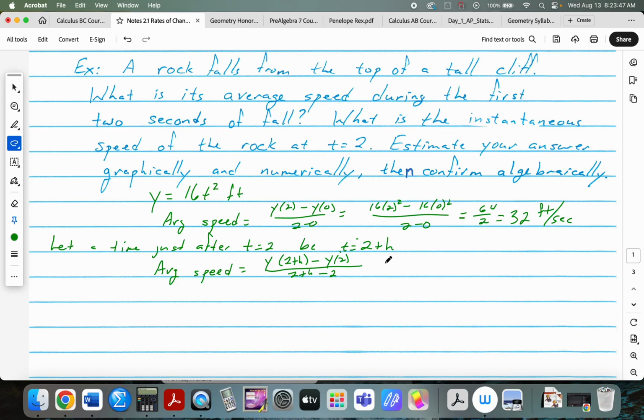So in terms of an equation, then this is going to be 16 times 2 plus h quantity squared minus 16 times 2 squared all over h. And what we're going to do on your calculator is we're going to put this equation in, and then we're going to look at, well, what sort of values do we have?